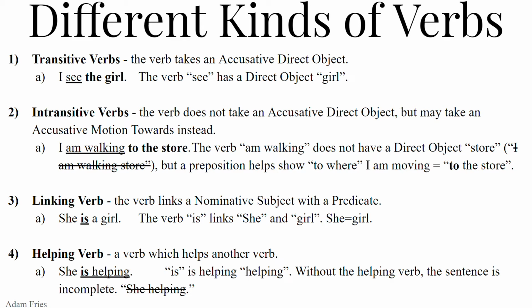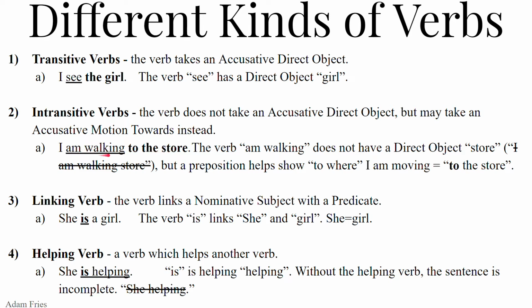So for example, like verbs of motion. I am walking to the store, or I am running to the store. I am skipping to the store. I am jumping to the store. So these verbs of motion are typically intransitive because they require a preposition to help them out. The preposition helps guide or direct the action of the verb, like walking, towards, to a noun, towards a direction. We call this motion towards.